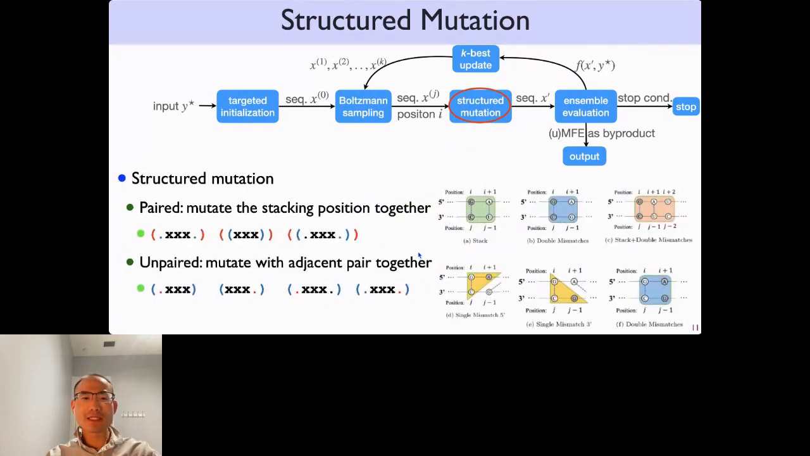Based on this insight, we propose the so-called structured mutation, which in essence is to mutate all the bases within the same local structure simultaneously. So for the paired bases, we would mutate them with the stacking position together. And for the unpaired positions, we will mutate them with their adjacent pairs together. So in total, we have 6 types of structured mutation.